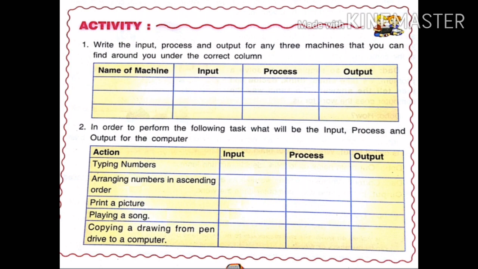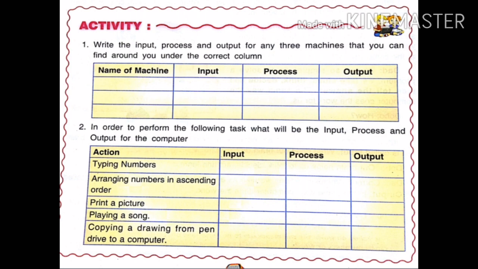In the second question, in order to perform the following tasks, what will be the input, process and output for the computer? Here also 4 columns are given: action, input, process, output. Now the first is typing numbers. What should be the input for typing numbers? We need a keyboard for inputting it. Then process, we have to type it. Output, typed numbers we will get.